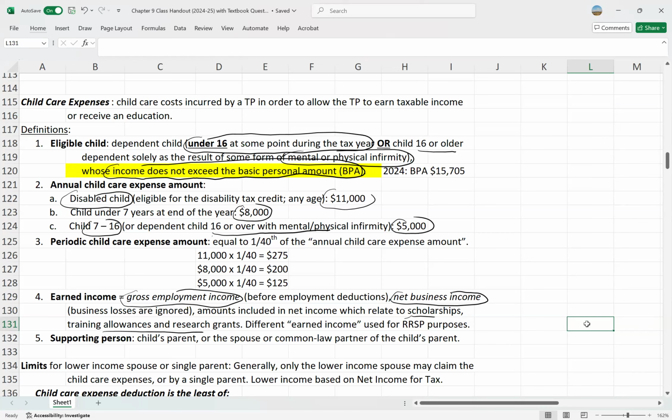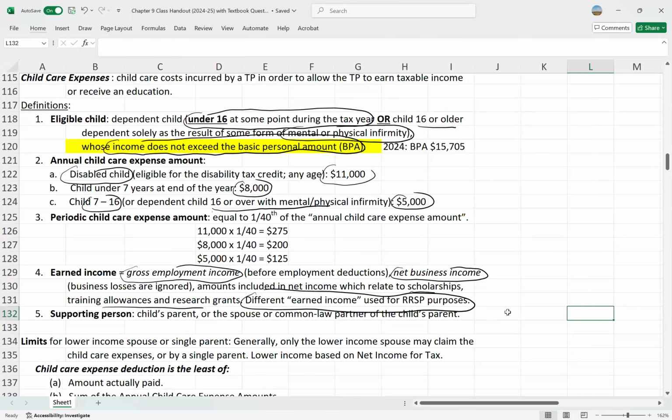Now, this definition of earned income will be different from the earned income we're going to see next week when we talk about RRSPs. So the earned income we're going to look at today relates just to childcare expenses. Next week, when we go into RRSPs, there will be another earned income definition, but that relates just to RRSPs.